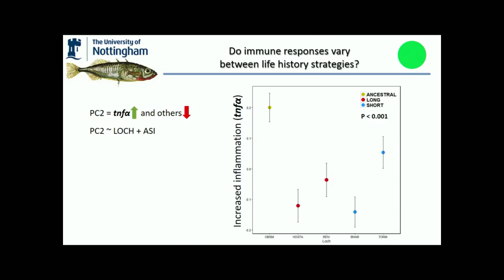And so in our inflammatory component, we found that, again, it was where the fish came from, which was the best predictor of variation. And interestingly, it's the ancestral fish, so the fish that are coming in to breed, that are showing the highest expression of this.